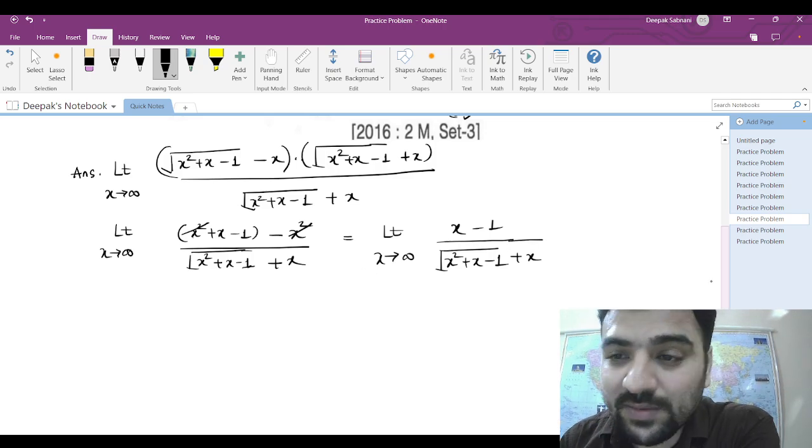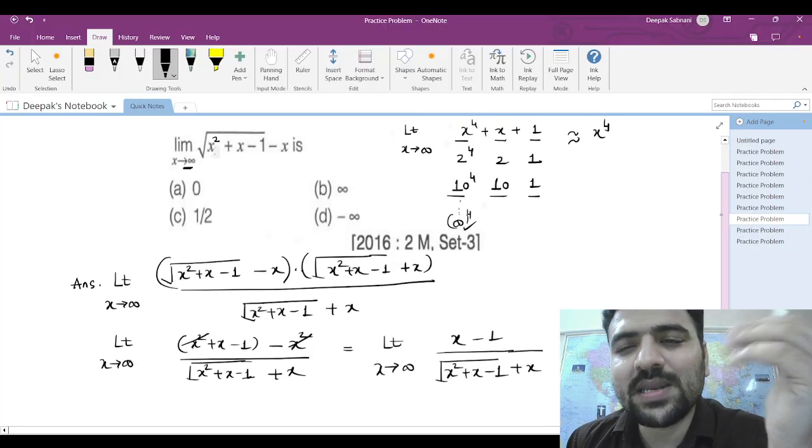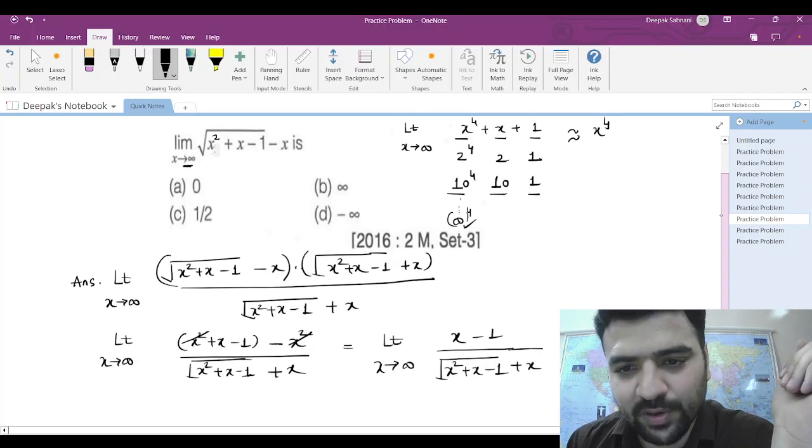Now one more note, which is the first note I gave you: whenever you are getting an infinite limit, you can always neglect the lower order terms.